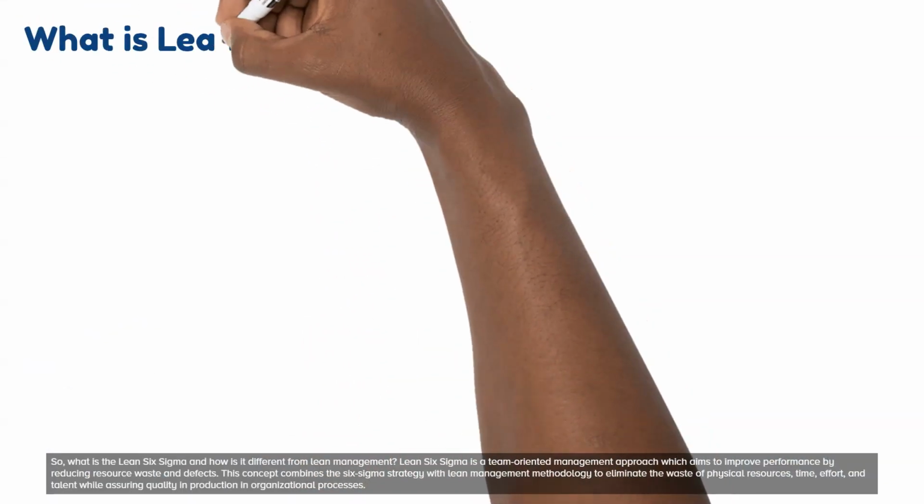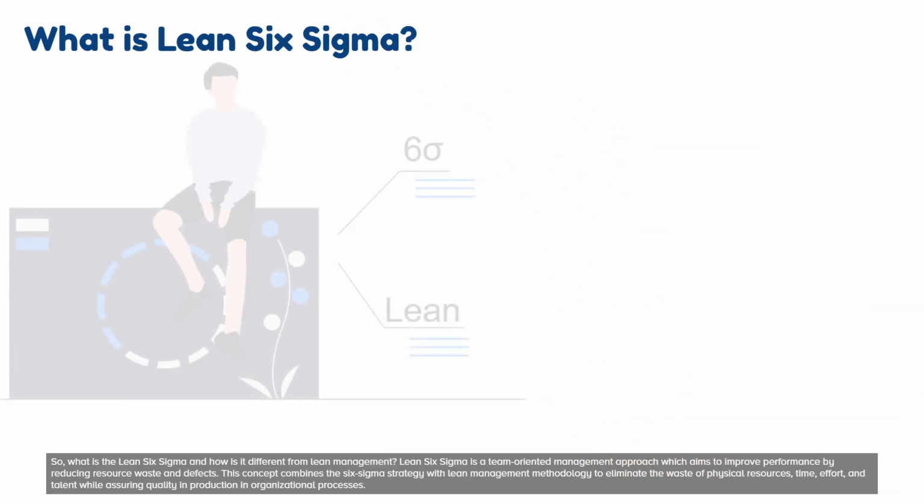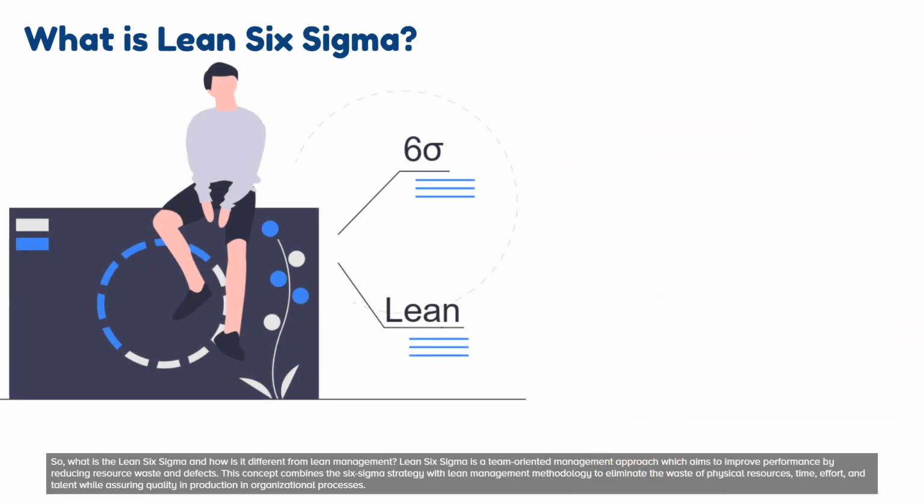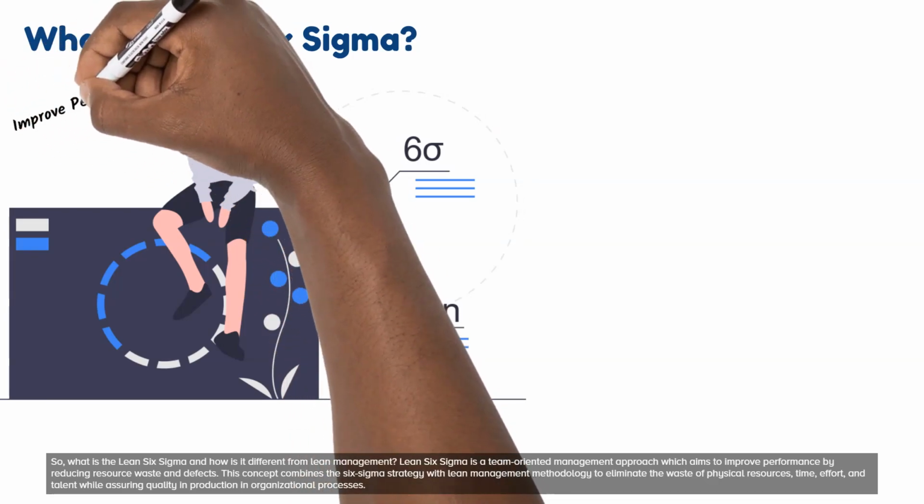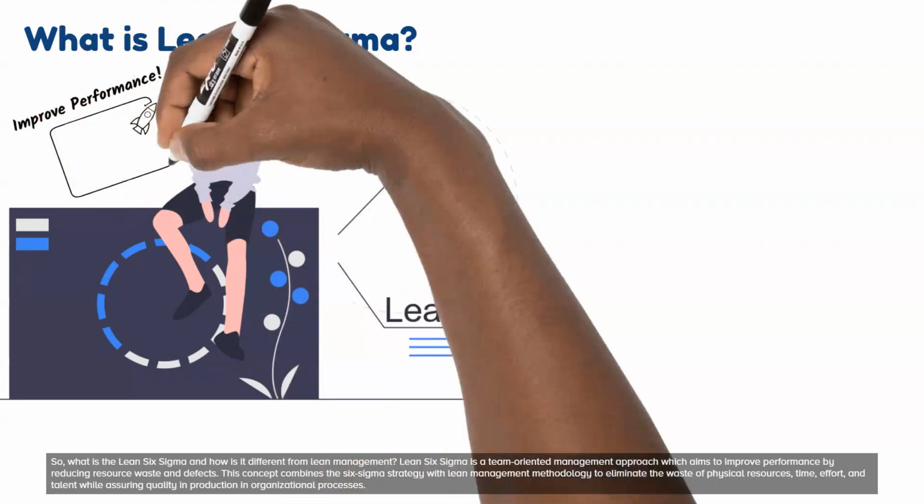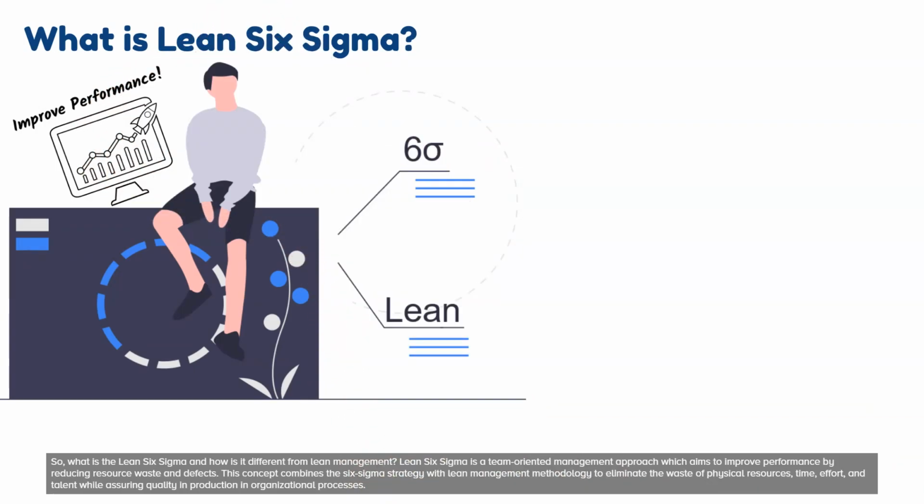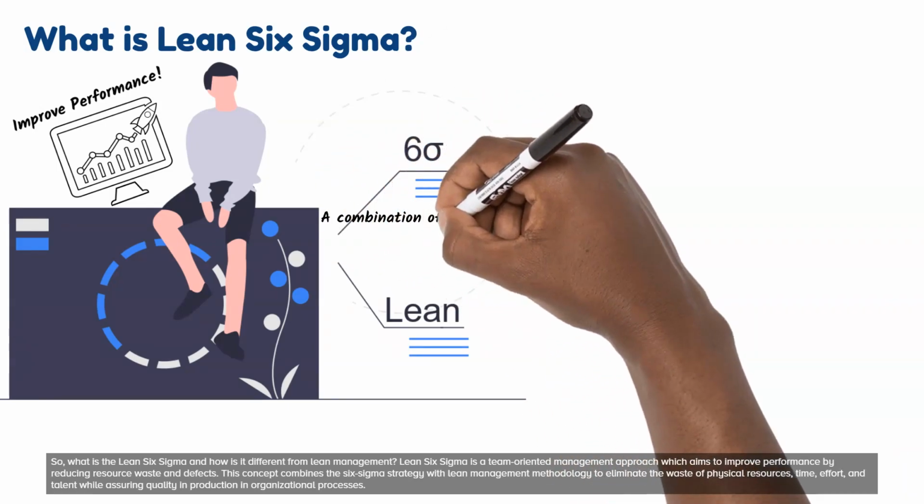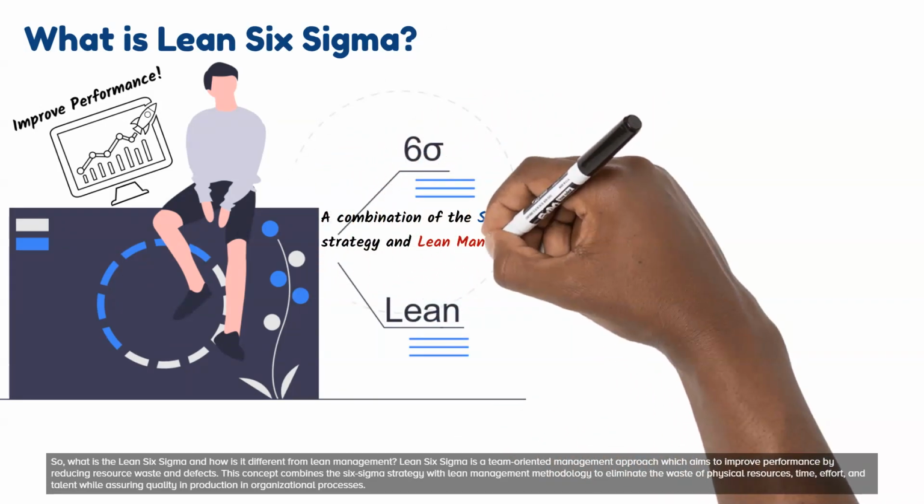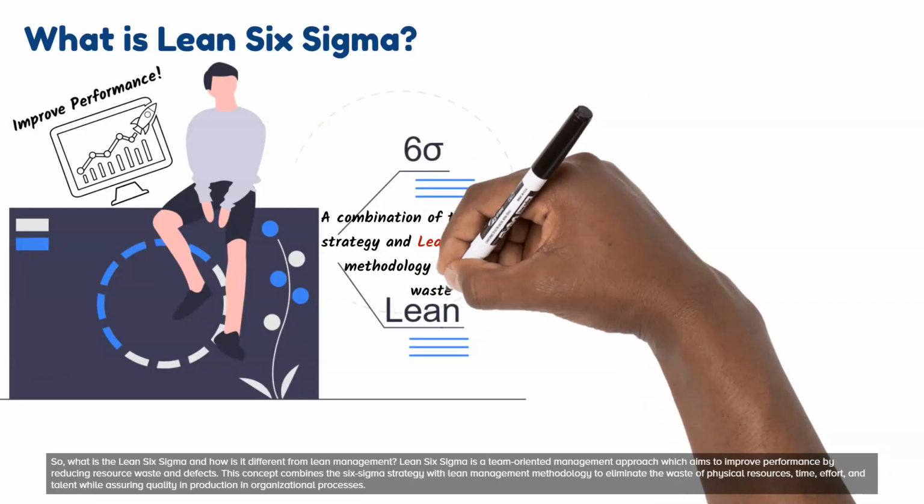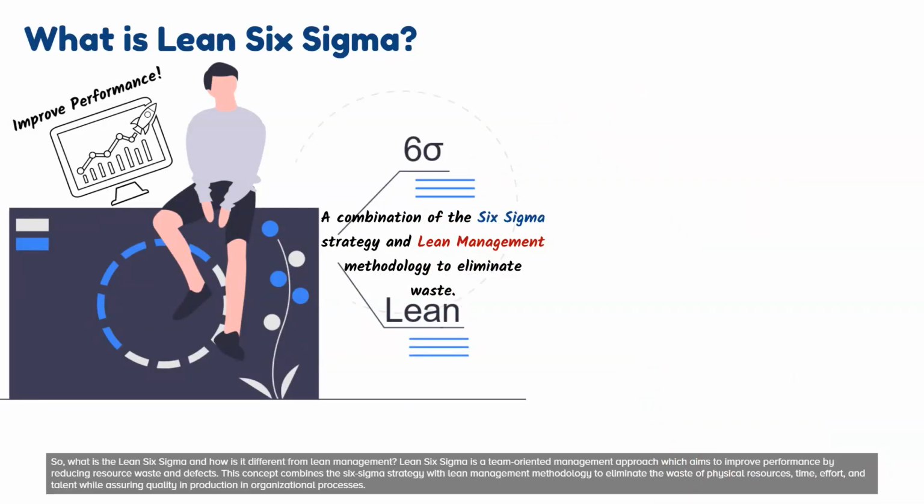So, what is Lean Six Sigma and how is it different from lean management? Lean Six Sigma is a team-oriented management approach which aims to improve performance by reducing resource waste and defects. This concept combines the Six Sigma strategy with lean management methodology to eliminate the waste of physical resources, time, effort, and talent while assuring quality in production and organizational processes.